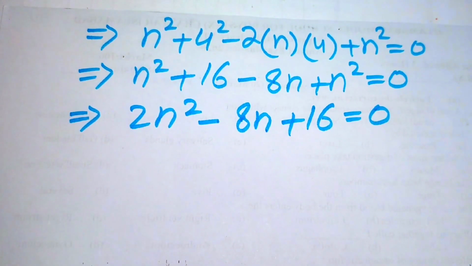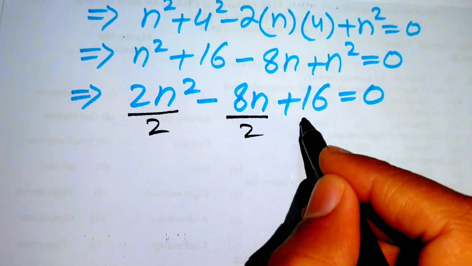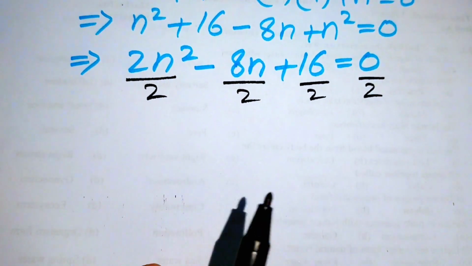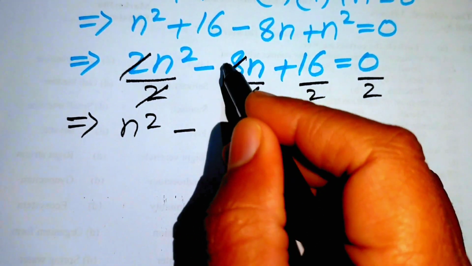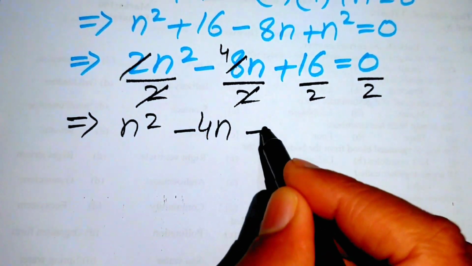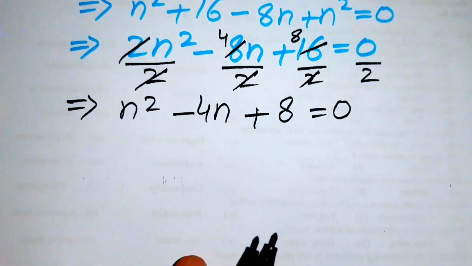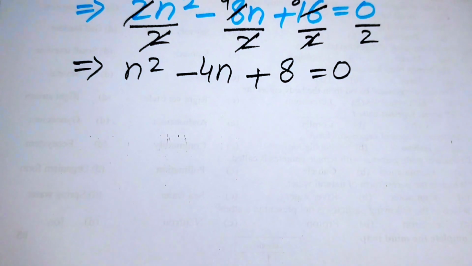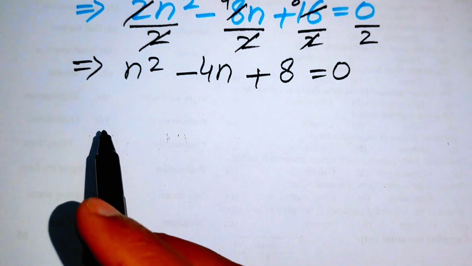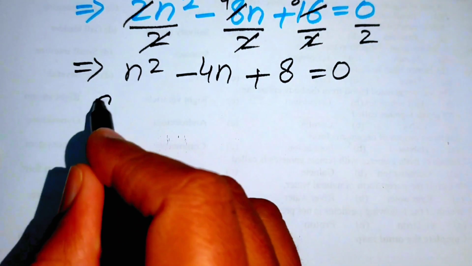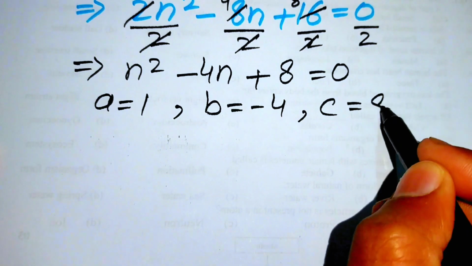Here we divide both sides by 2 on each term, and we get the equation in this form: the 2s cancel and we get n^2 - 4n + 8 = 0. In the next step we can factor this equation or use the quadratic formula. First we write the coefficients: a = 1, b = -4, and c = 8.